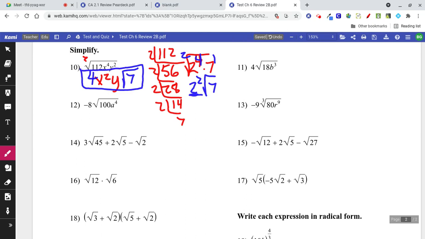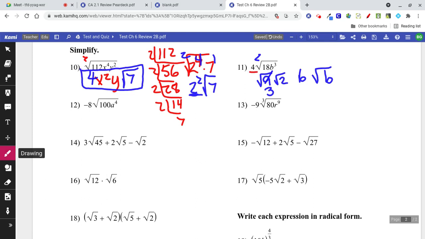Next one, 18. The fastest way to do an 18 is to split it into 9 and 2. Okay, you want to use 9 because you know the square root of 9 is 3. So other than that, you can look at the variables. It's a root index 2. 2 goes into 3 one time, so one of the b's comes out and one of the b's stays in. So we've got kind of a big old mess. Let's clean it up.